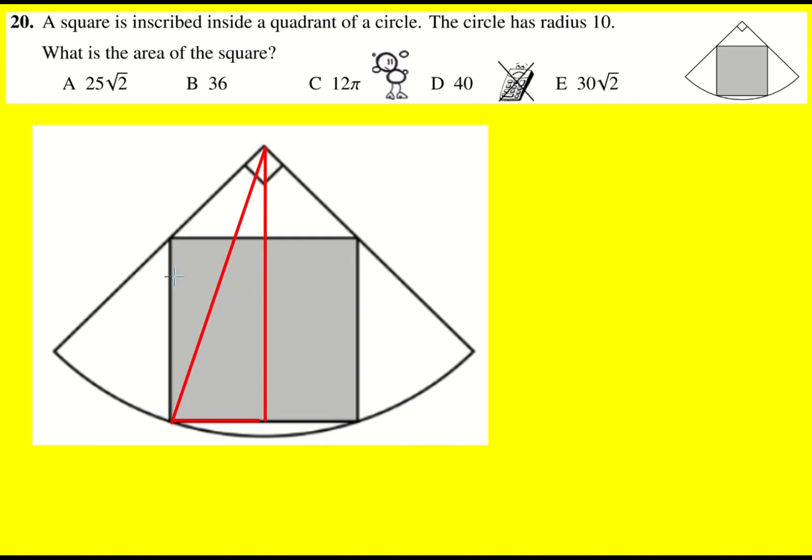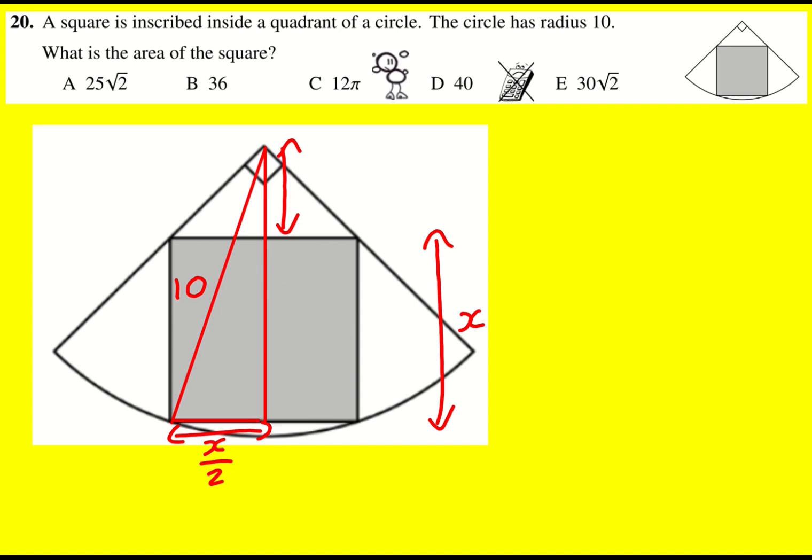Now I know that this length is 10, and I'm going to call the length of the square x, which means that this will be x over 2 because of the symmetry of the problem. This is x over 2. So now I just need to think about what this length will be, and I'll be sorted. Well, I've got x. Okay, so it's this one that I'm worried about.